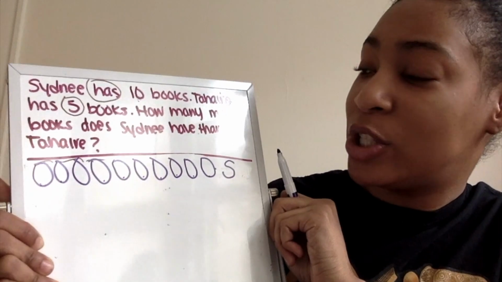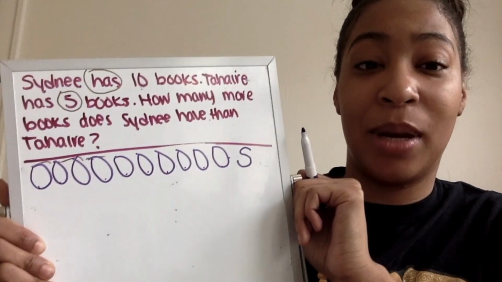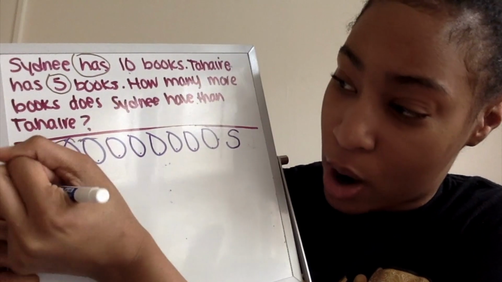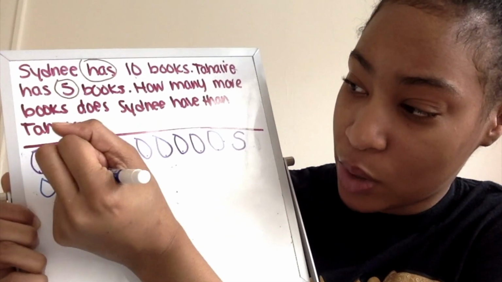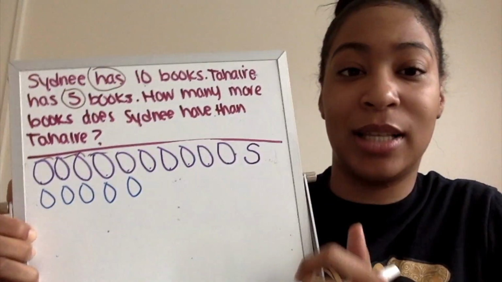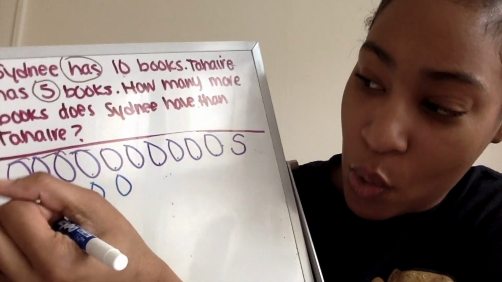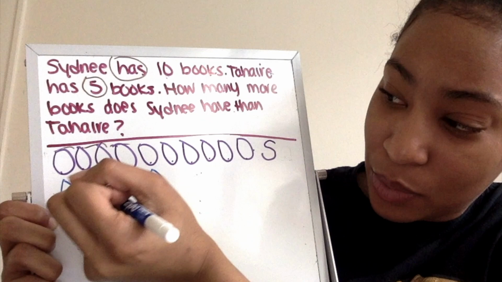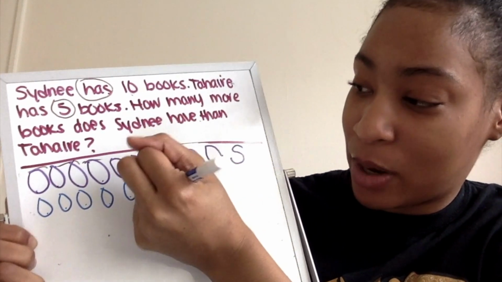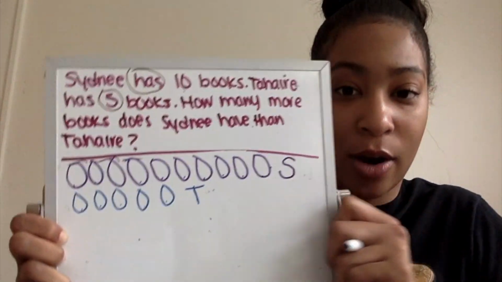So now we should make our 5 books to represent how many books Tahari has. I'm going to use a different color marker. All right. 1, 2, 3, 4, 5. Now let's go back and count again. 1, 2, 3, 4, 5. And I'm going to put a T to represent Tahari.